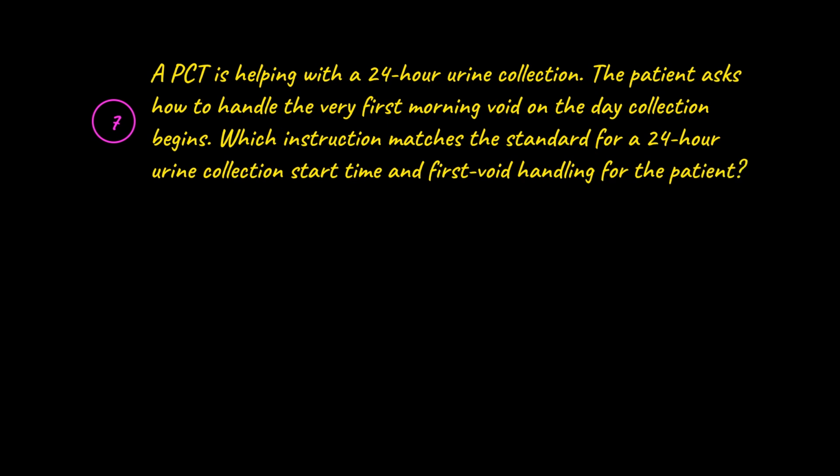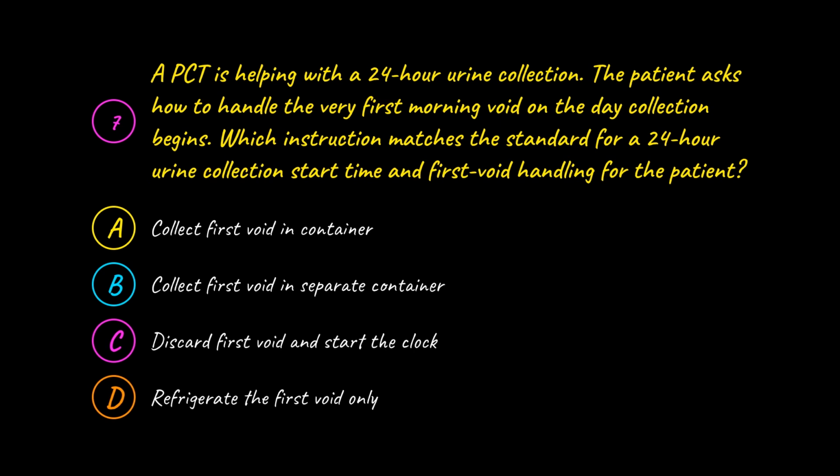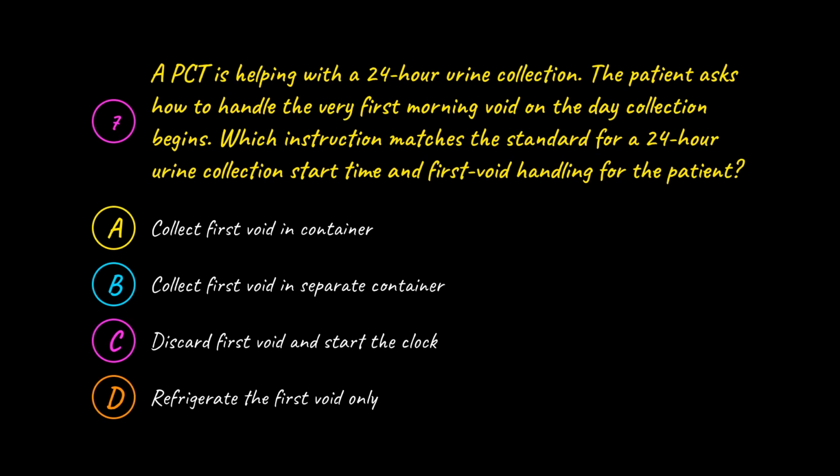Your options are A. Collect first void in container. B. Collect first void in separate container. C. Discard first void and start the clock. D. Refrigerate the first void only. Don't overthink it. Which one feels right?